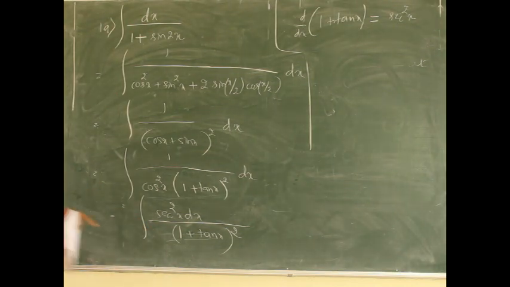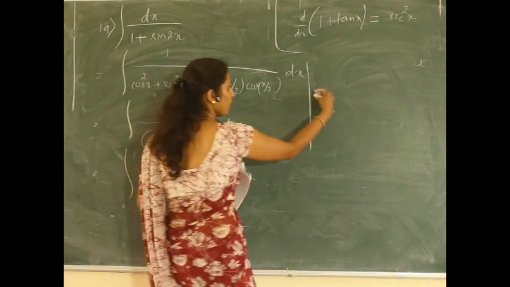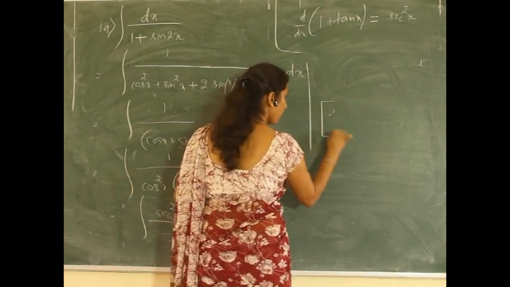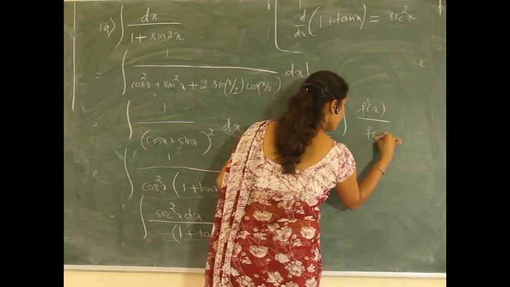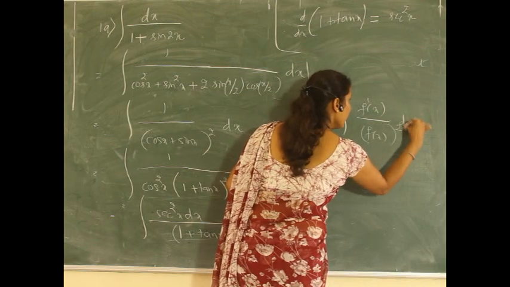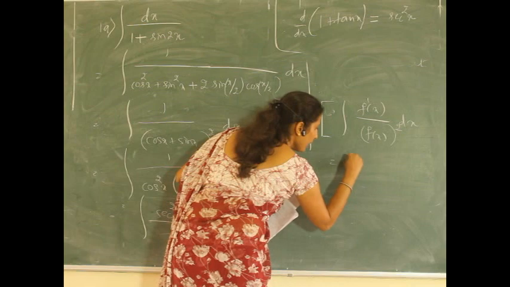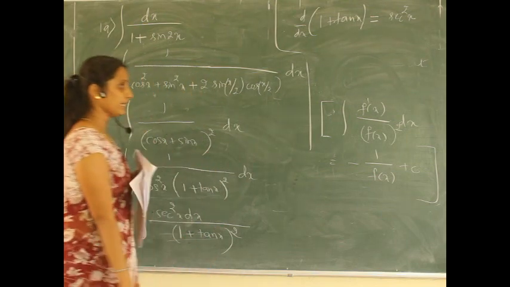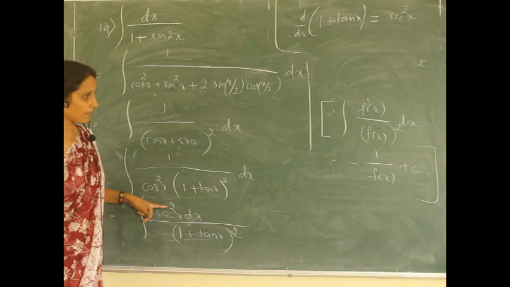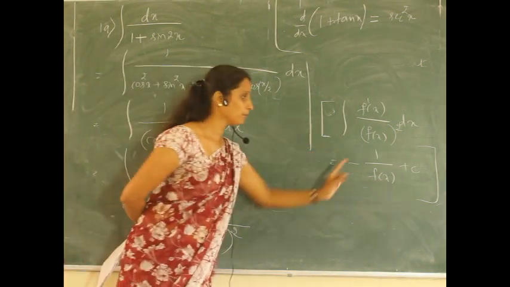So now secant square x is the numerator, so that is f dash of x, and this is f of x. The given problem is in the form of the integral of f dash of x divided by f of x whole square dx. The answer will be minus 1 by f of x plus c.